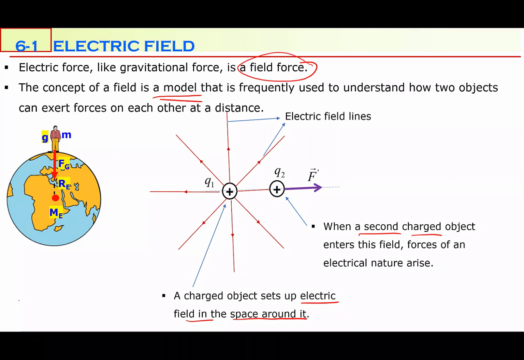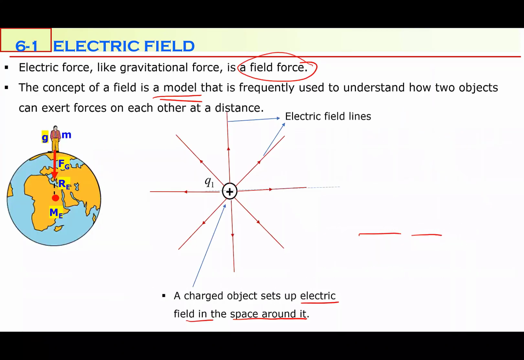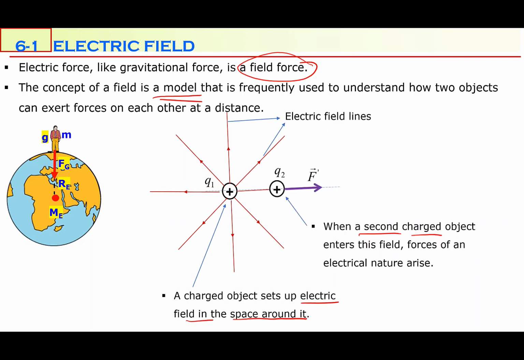Teacher, can you explain it from the part when the second charged object enters this field? Okay, every charged object produces an electric field around. For example, here you see Q1. Q1 produces an electric field around. Yes. When a second object enters inside this field, it causes the second object to experience some force.